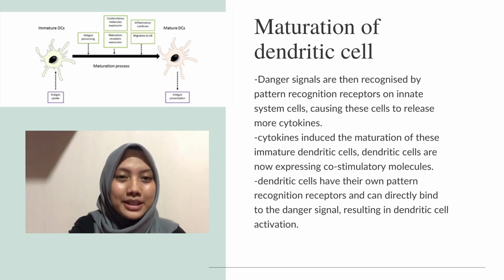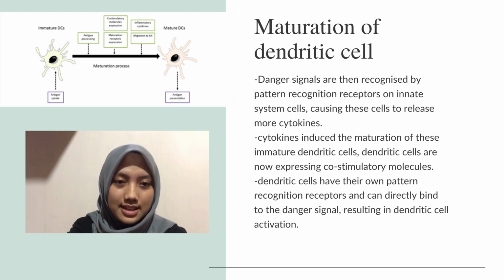To comprehend the mechanism of peripheral tolerance, we must first understand the concept of dendritic cell maturation and T-cell activation. When there is an infection or injury in our body, a danger signal is generated. These danger signals are then recognized by pattern recognition receptors on innate cells, inducing the maturation of these cells to release more cytokines. The cytokines released by innate cells induce the maturation of immature dendritic cells.